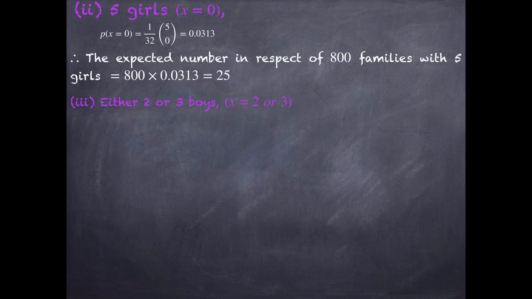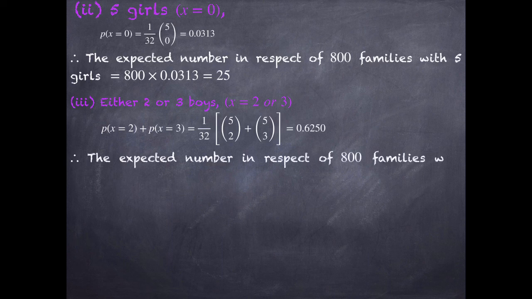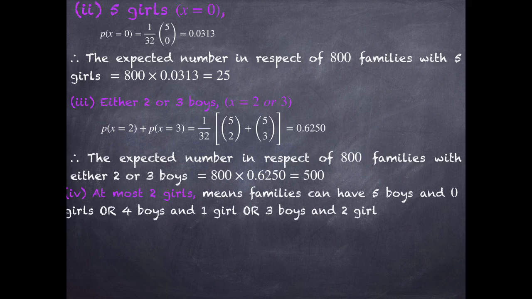x is equal to 2 or 3. "Or" means in probability we need to add together, that is P(X=2) + P(X=3). If you get "and", you need to multiply; "or" means you need to add. So put x equal to 3 and 2 in equation number 1, we will get 0.6225, multiply with 800. So we will get 500 families having either 2 or 3 boys.